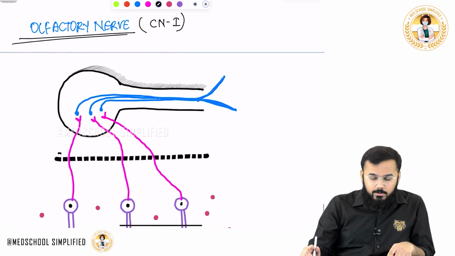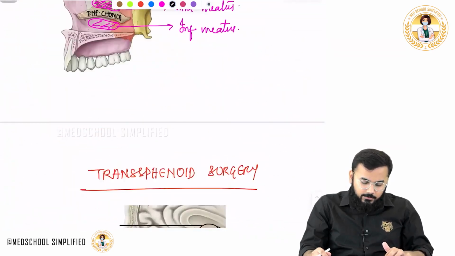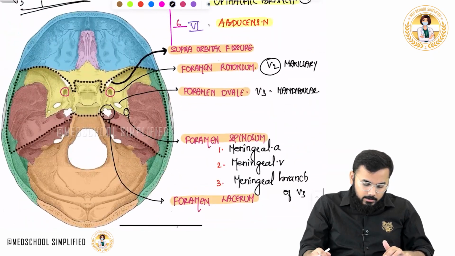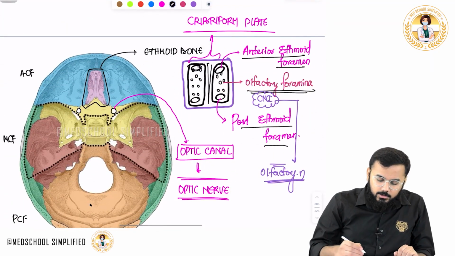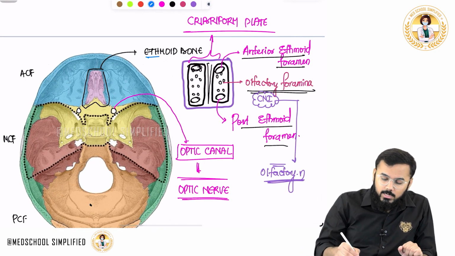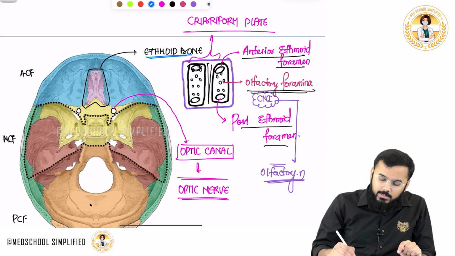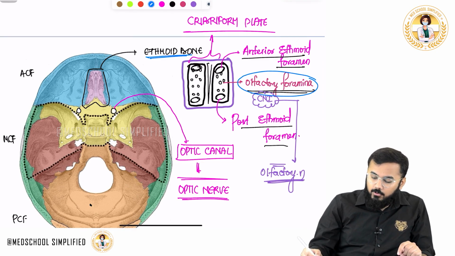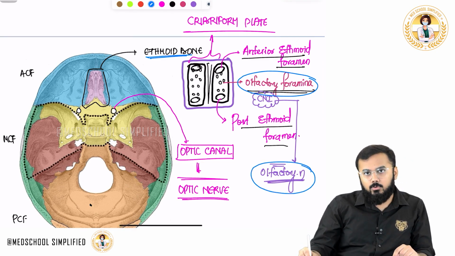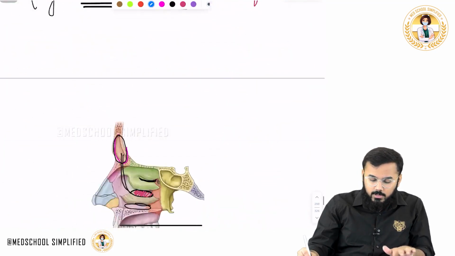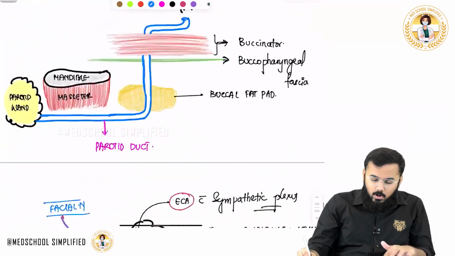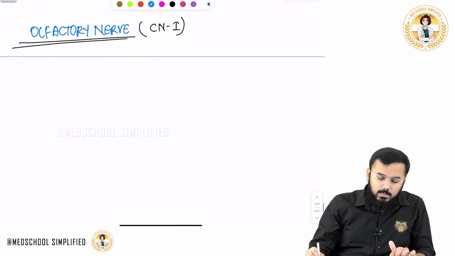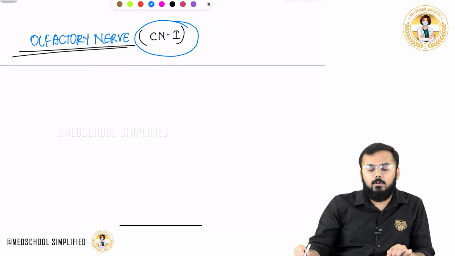If you remember, in the previous classes we have discussed the cribriform plate. Here, in the frontal region, we have a bone called the ethmoid bone. Within this ethmoid, I have drawn the ethmoid bone here, there are some small foramens, which are called olfactory foramen. Why are they called olfactory foramen? Because the cranial nerve number 1, the olfactory nerve, passes through them. So you need to understand that the olfactory nerve is your cranial nerve number 1.